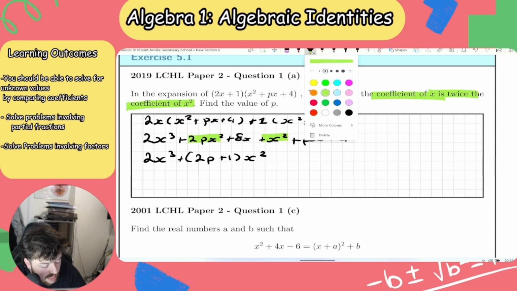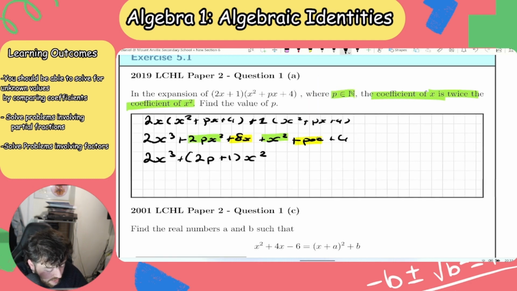And I'm going to do the exact same thing with my x's here. So I have 8x and then I have px. Sorry, that looks a bit messy. Let me fix that. px. And then I'm going to factor out an x here, and I'm going to be left with 8 plus p times x, plus 4.